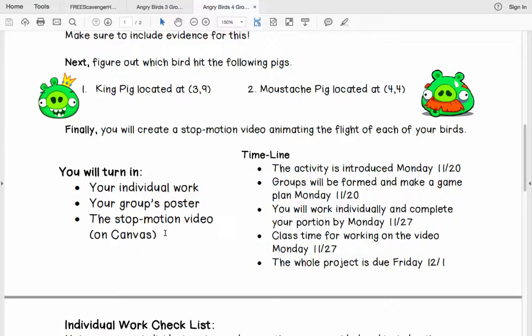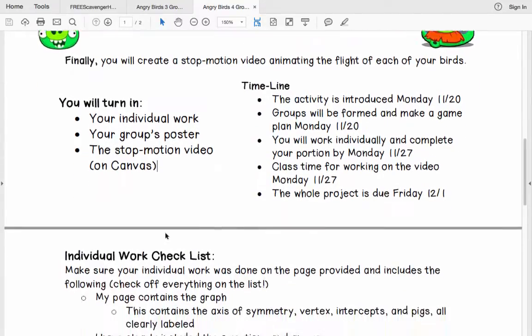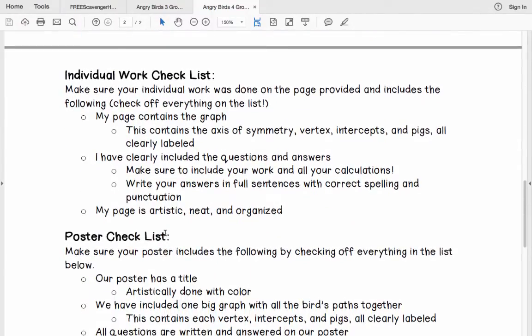I'm going to have some Angry Bird stickers for you that you can use for your birds and for the pigs and for maybe some other decorations. But I also need you to make it pretty. Make it personalized for you. All right, moving on to the back of your instructions page.